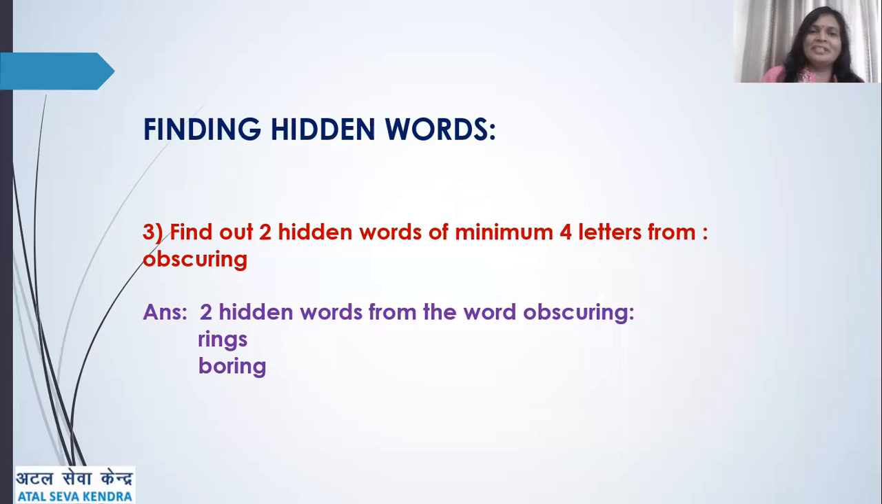Moving on. Finding hidden words. It is really a very interesting activity which you should practice during your leisure time. Take any word and try to find words hidden within that word. So the word given here is obscuring. Find out two hidden words of minimum 4 letters from the word obscuring. You can actually see curing in front of you. Other than that, you have rings, boring.